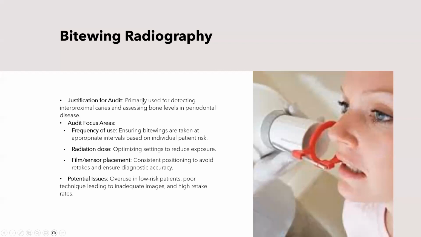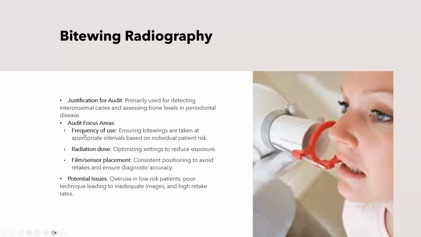Justification for audit: primarily used for detecting interproximal caries and assessing bone levels in periodontal disease. If the angulation is not correct, then contacts won't be properly visible and teeth will overlap each other. So if there are incipient caries, you won't be able to identify or diagnose those because they won't be visible if the teeth are overlapping each other.